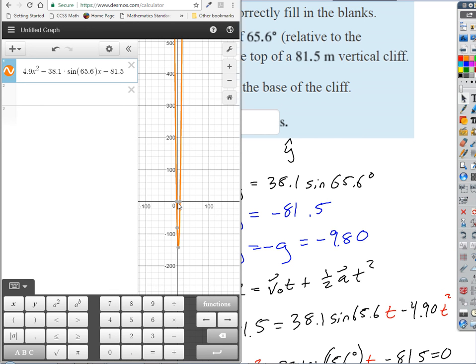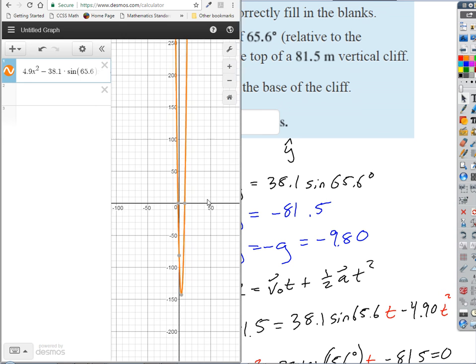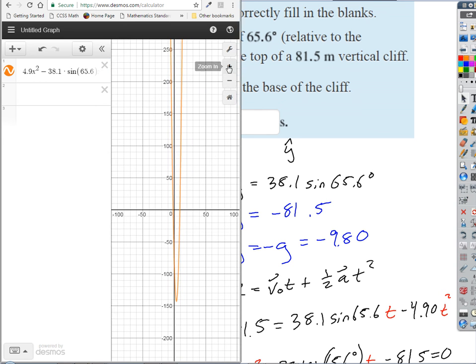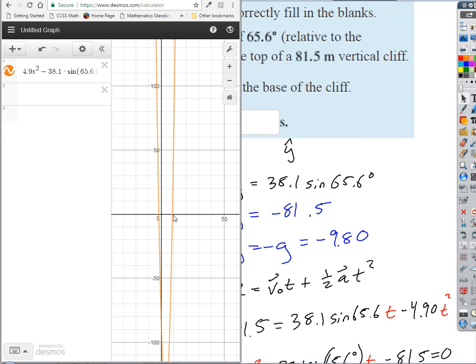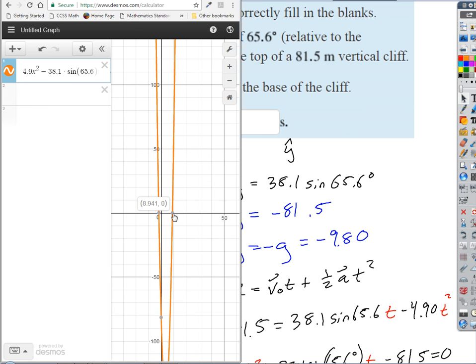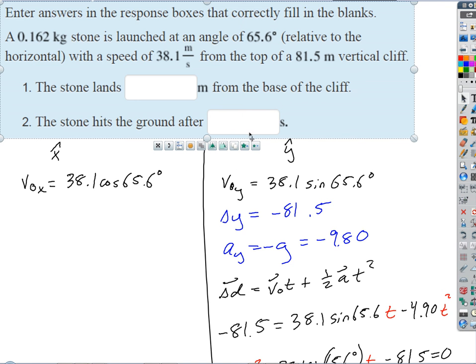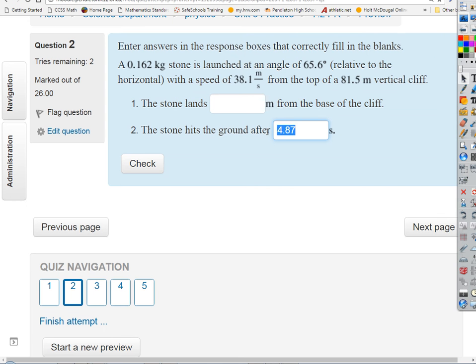So now, let's just zoom in a little bit so we can see this a little better. So now, yeah, this is better. When I look for my zeros, I get 8.941 and then negative 1.86. I want the positive one, right? So mine's going to be 8.94. Agreed? Okay, and then the other part is, so what was it again, 8.94?